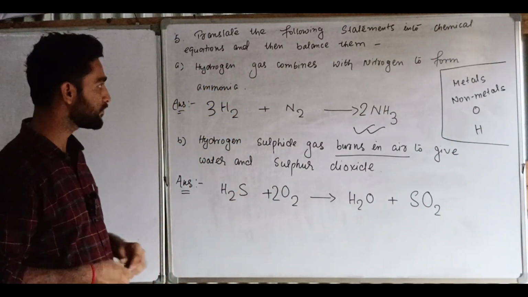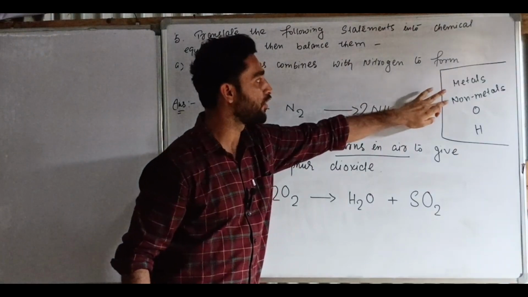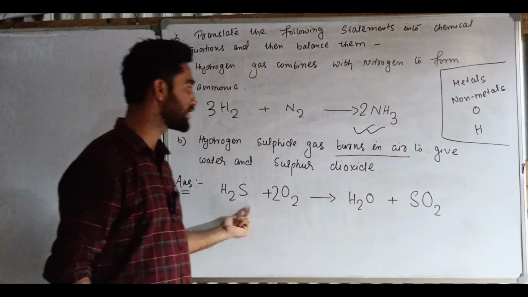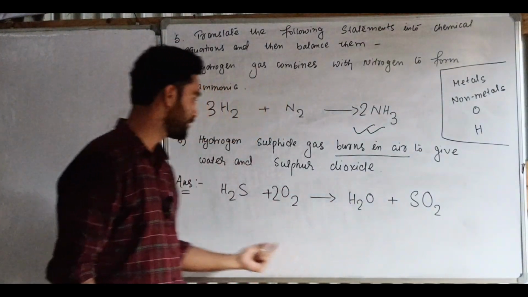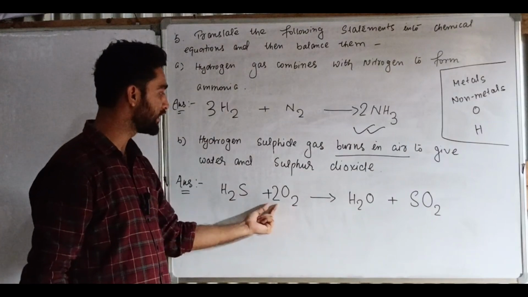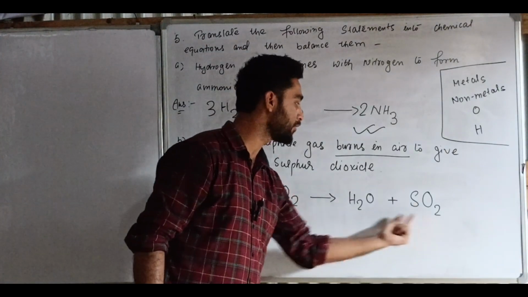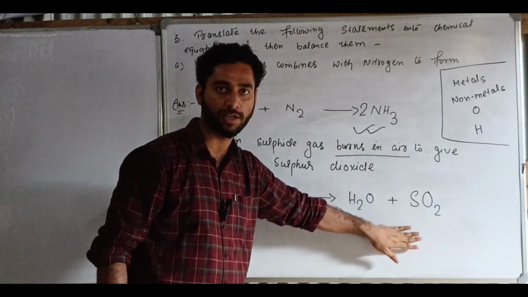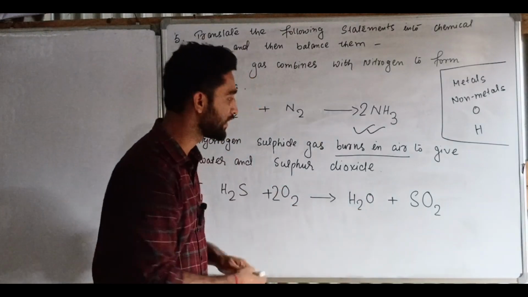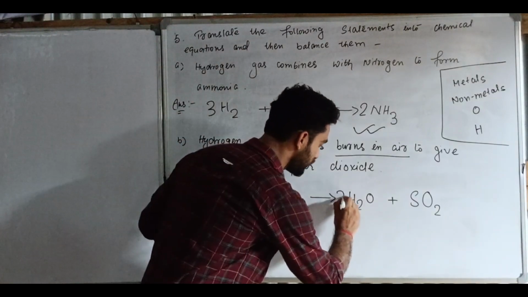Now check. Metals are absent, non-metals only sulfur. This side sulfur 1, sulfur 1. Now you see oxygen this side became 4. This side oxygen 3. Now this side oxygen became less. So try to balance the right hand side. So put 2 here.